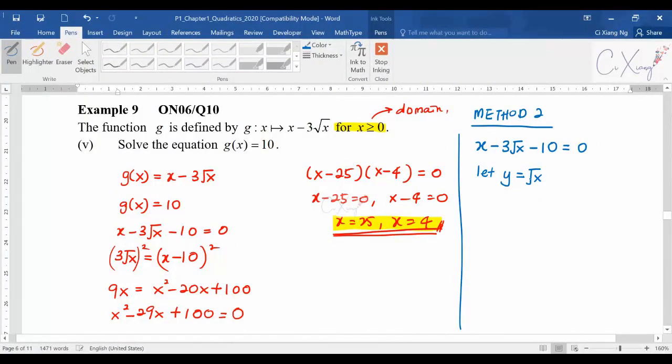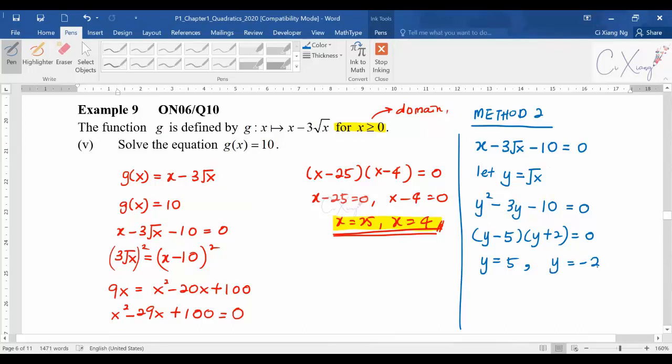If you let y equal square root x, what will happen to this equation? x will become y squared. Why? Because when you square the square root x, you get x, and therefore this will become y squared minus 3y minus 10 equals 0. From here, you will realize that you can factorize it, which is y minus 5, y plus 2 equals 0. Therefore, you have y equals 5 and also y equals negative 2.